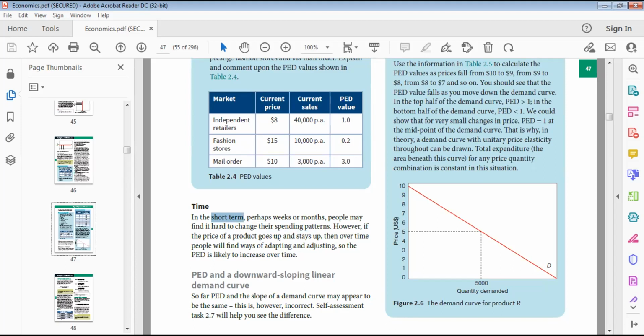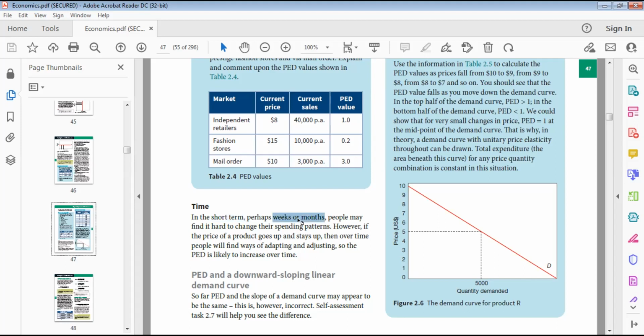Maybe you stop buying after a few months, right? When you are budgeting for your family costs or family expenses, then you realize, okay, now we're spending too much on milk. Maybe we should stop buying milk. We'll just buy some other form of drinks. So time is like short term and long term. Short term is maybe a few weeks or months.